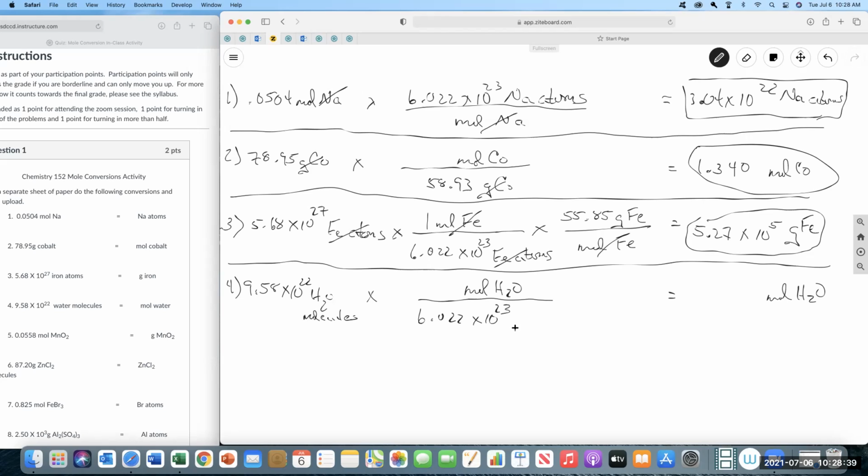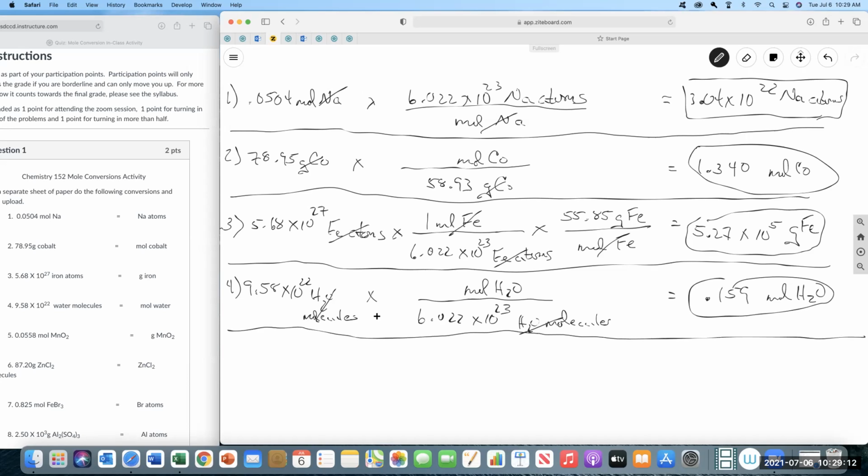Dimensional analysis tells you if you're going to multiply or divide. I always write out the word molecules, but you could just write H2Os if you want. 9.58 times 10 to the 22nd divided by Avogadro's number. All right, so I get 0.159. Squeeze one more on here and then we'll start erasing.